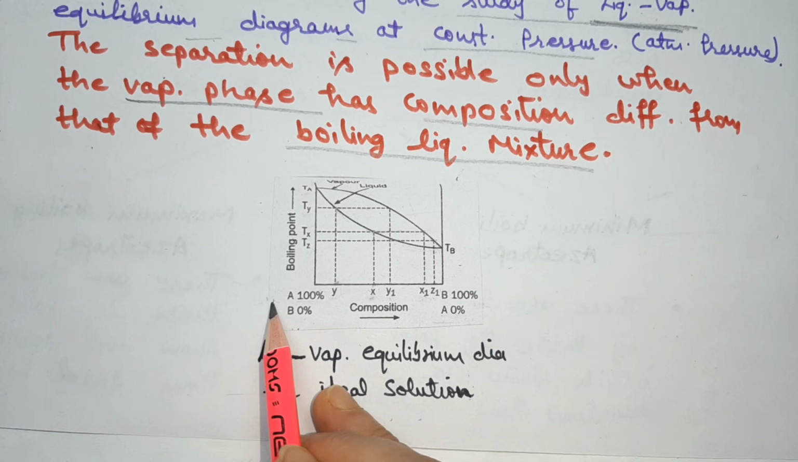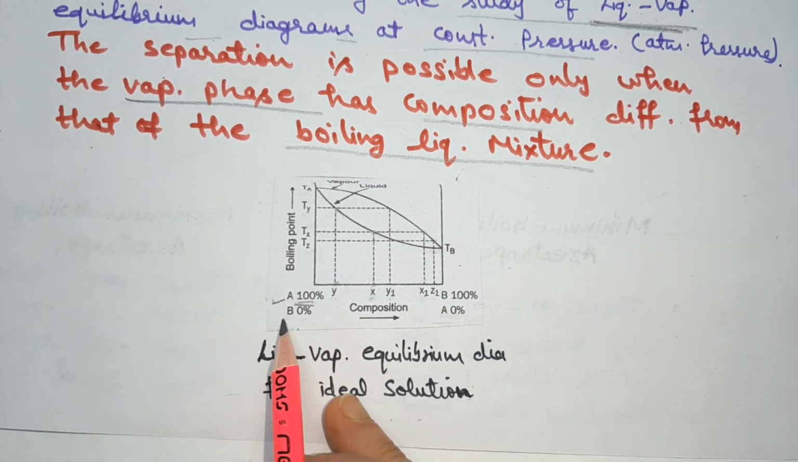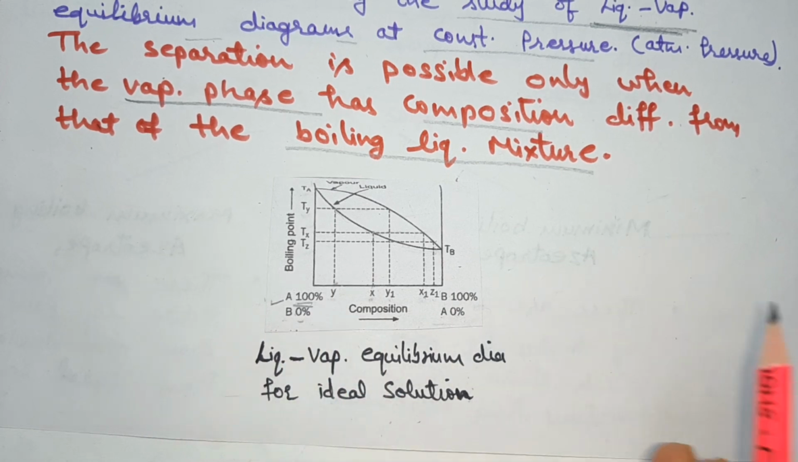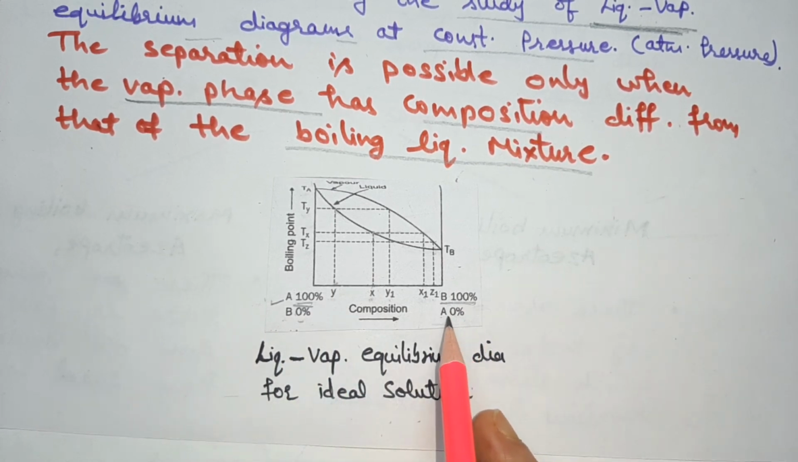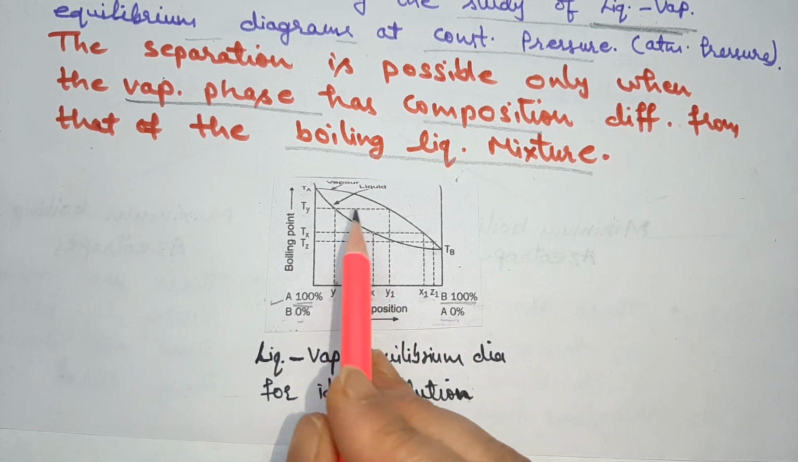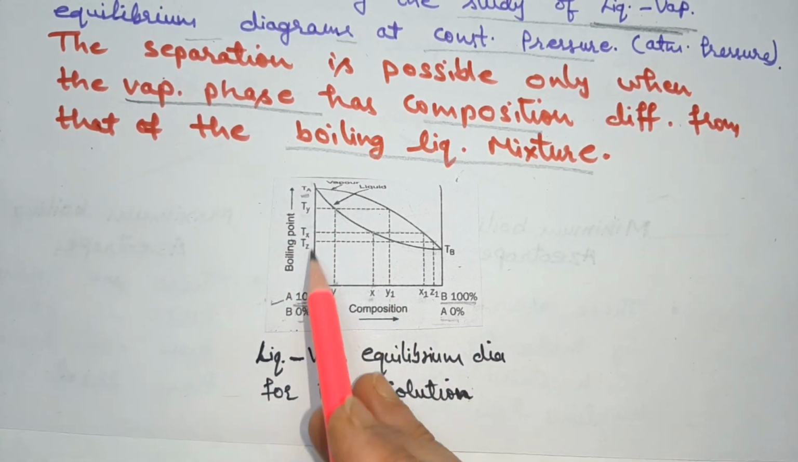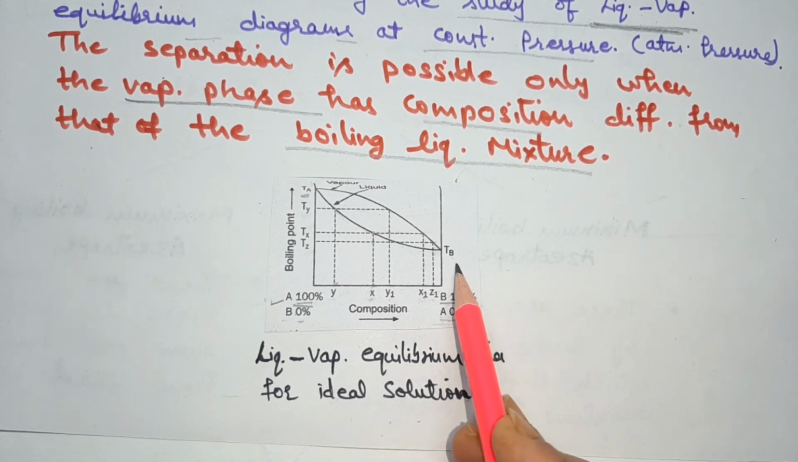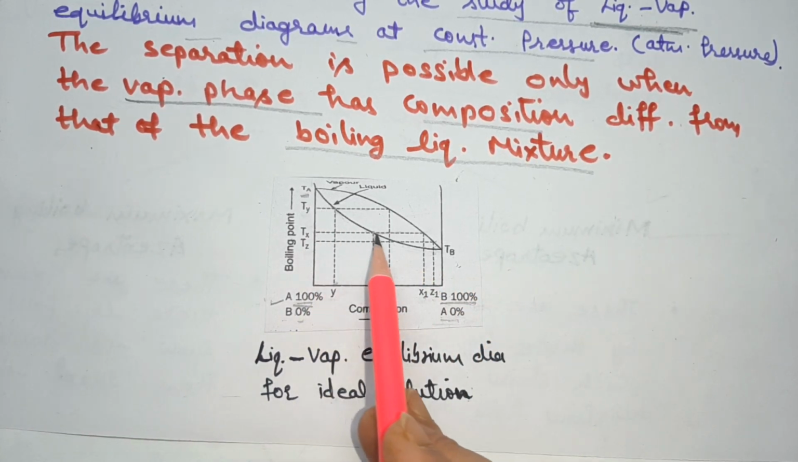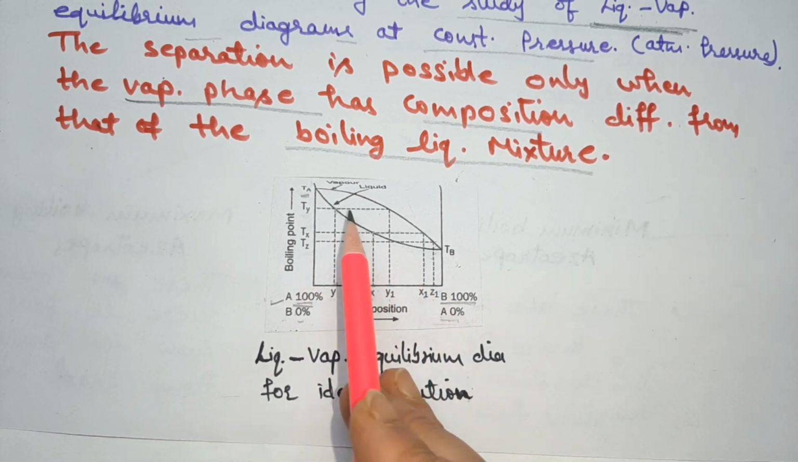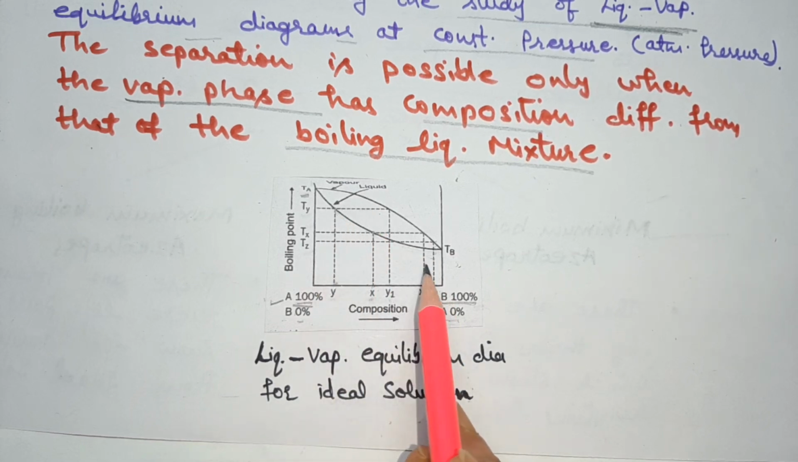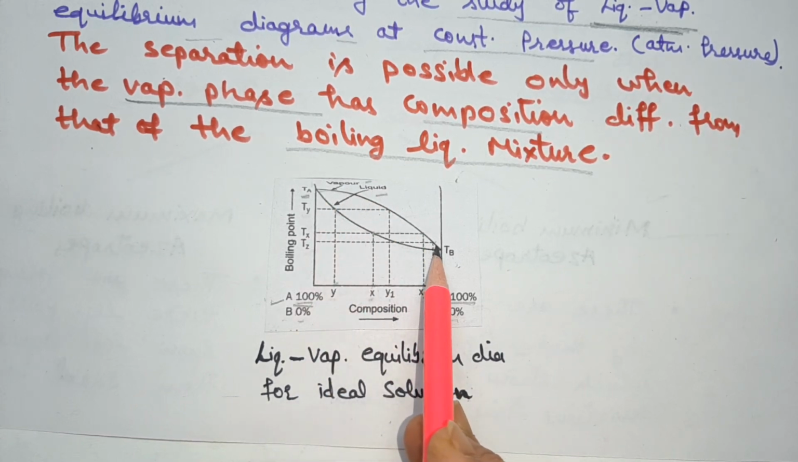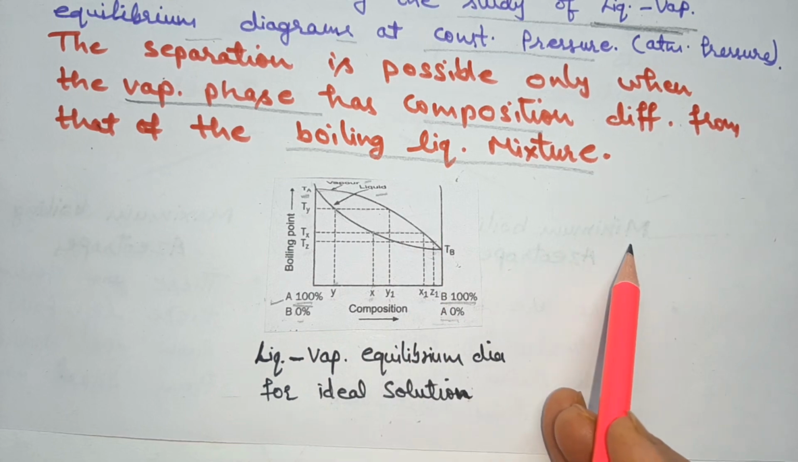Suppose on this side we are having component A which is 100% and component B is 0, means this side is pure A component, and this side is pure B component, and A is 0. So this TA is the boiling point of the pure component A and this TB is the boiling point of the pure component B. This lower curve shows the composition of both the components in the liquid phase, and this upper curve shows the composition in the vapor phase.